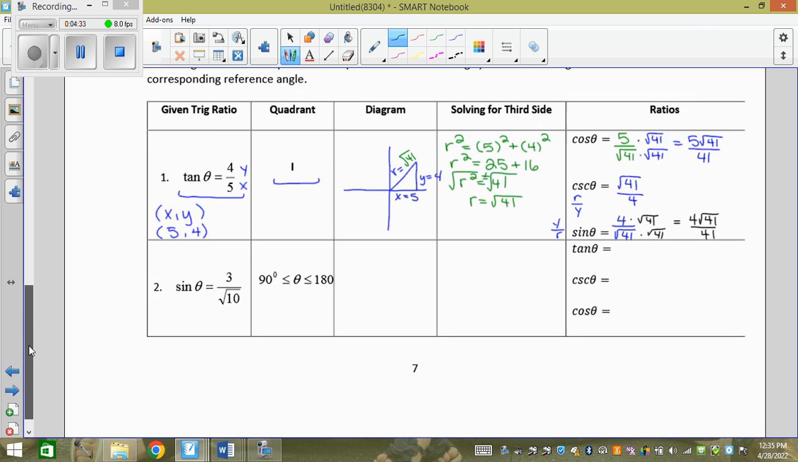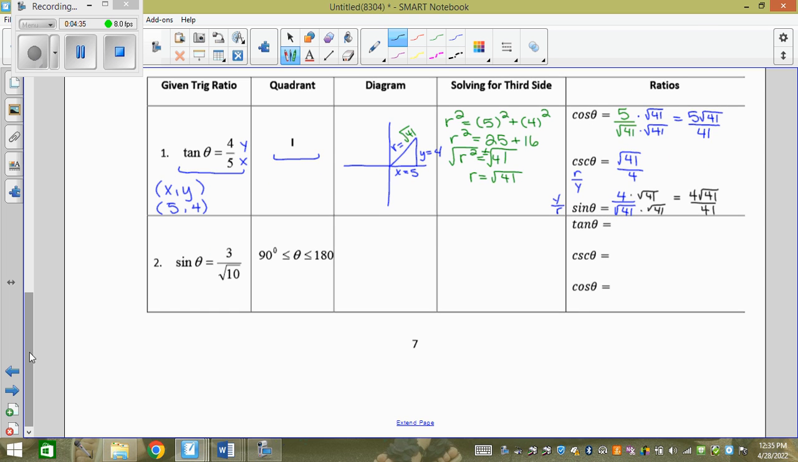Number 2 shows a different way I can show it. I can give you a trig ratio: sine is y over r. So what am I missing this time? X. And then I can give you the quadrant by giving you the degrees it is restricted to. So where's 90 to 180? It's in quadrant 2. So I go to sketch it.